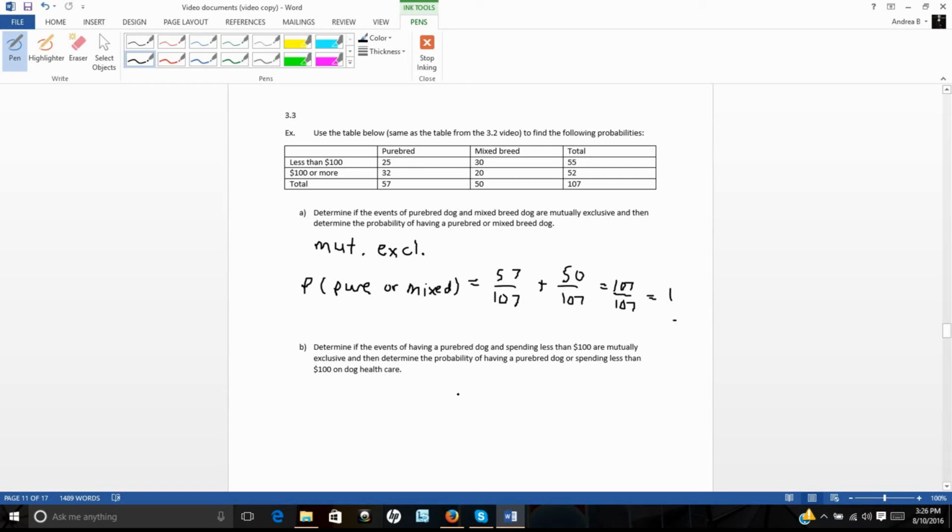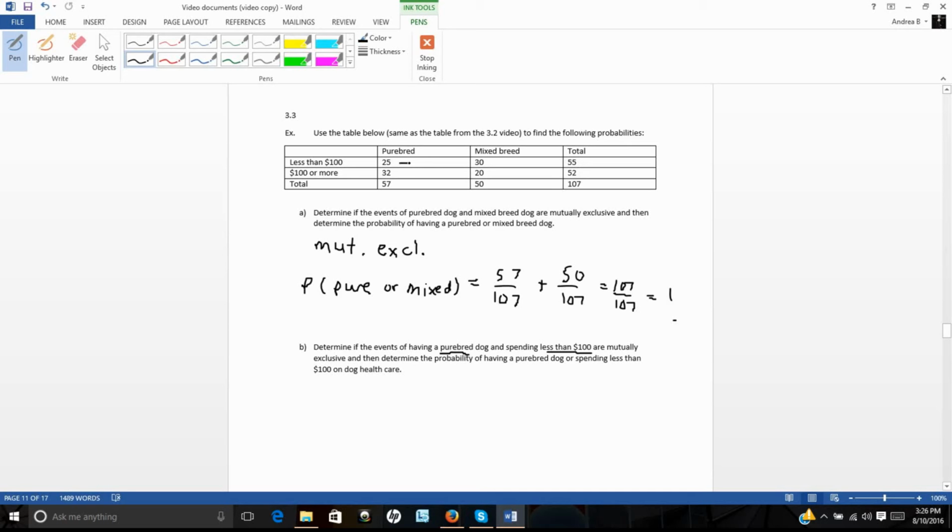For part B, once again, we're trying to determine if the events are mutually exclusive or not. In this case, we have to determine if the events of having a purebred dog and spending less than $100 are mutually exclusive. So for this one, we have to determine if having a purebred dog and spending less than $100, if both of those events could happen at the same time. Which of course they can, because it's possible for your dog to be purebred and spend less than $100.